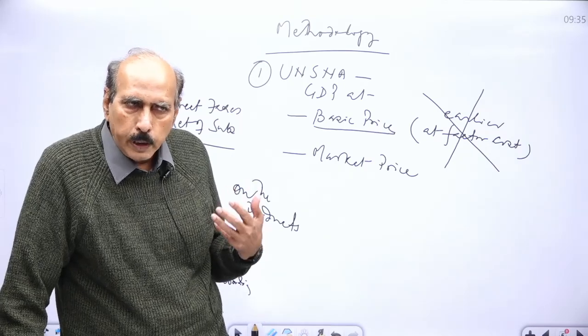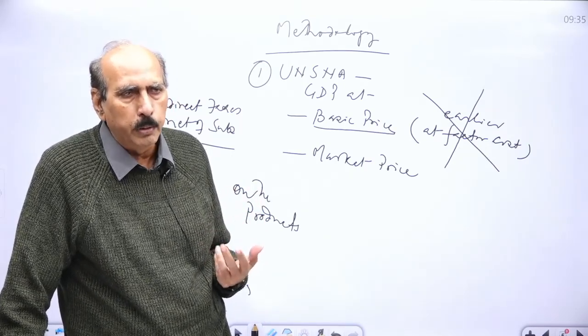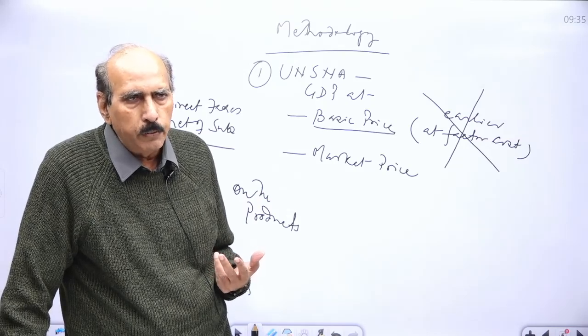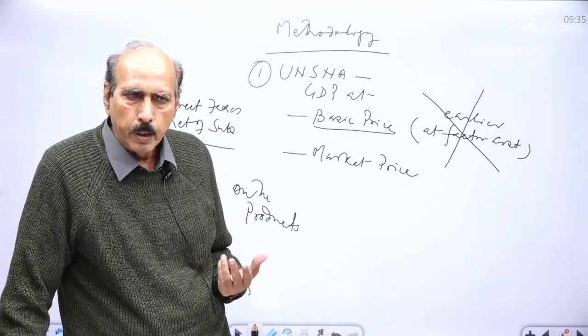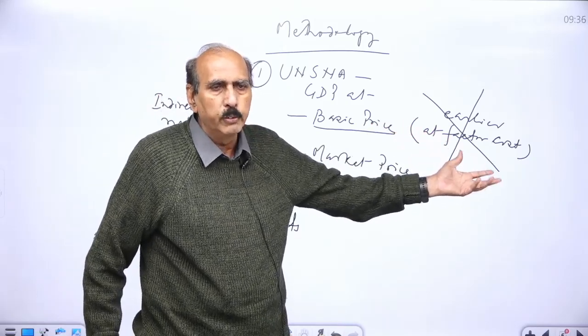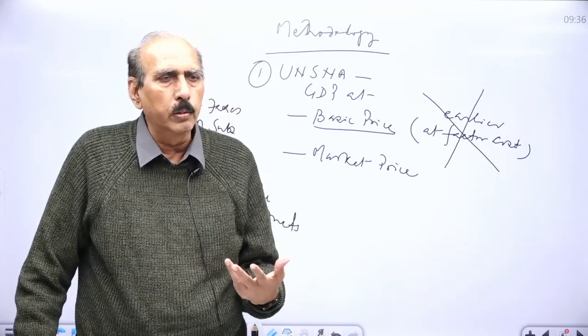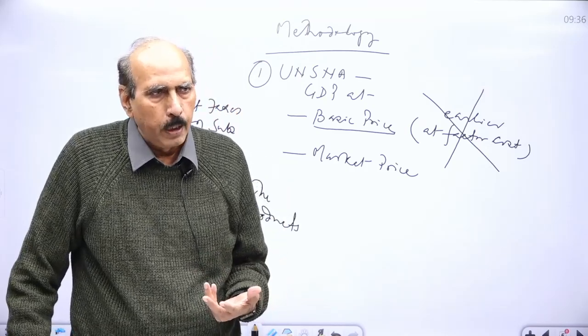Earlier we were not incorporating the indirect taxes or subsidies received during the process of production. We were only counting the factor cost. As a result, the GDP at factor cost is underestimated.